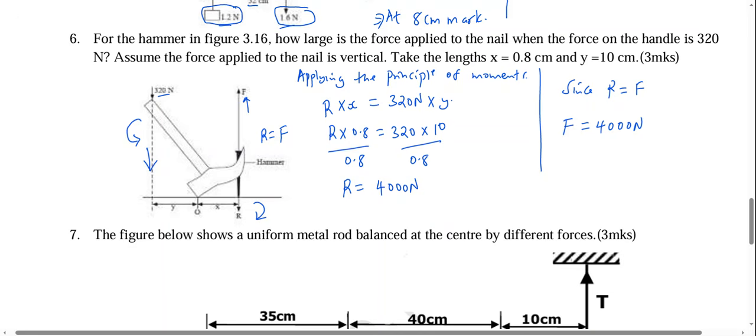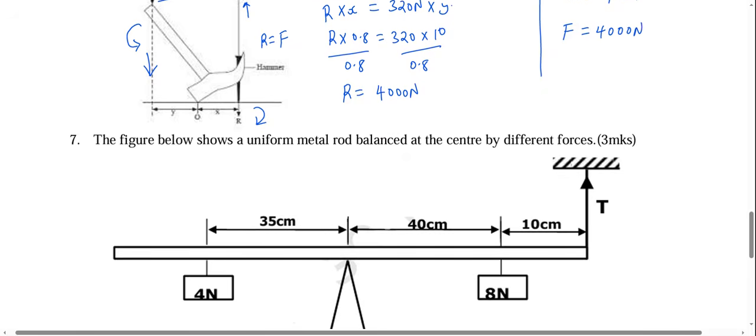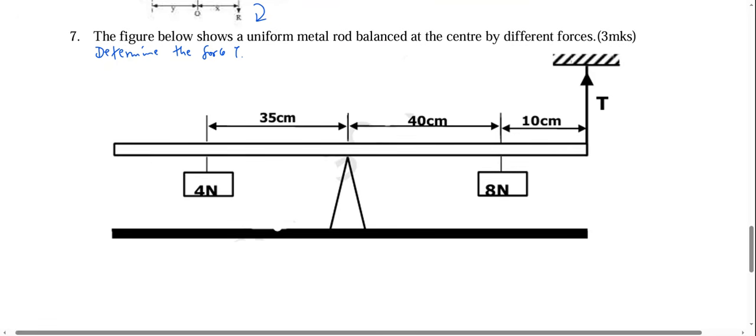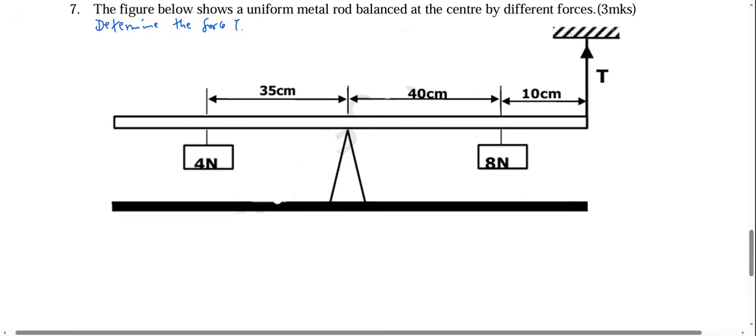So let's look at the next question, number 7. The figure below shows a uniform metal rod pivoted at the center by different forces. The question says determine the force T.